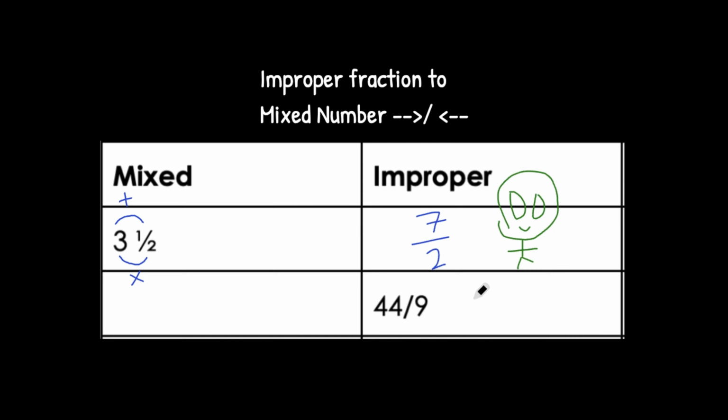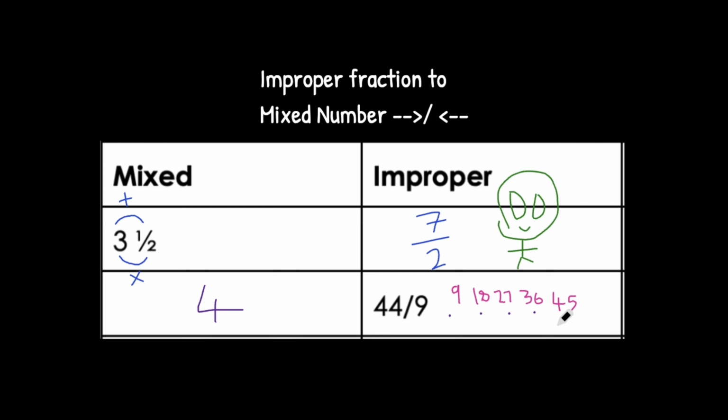Alright? Then whenever you do the vice versa, when you go from an improper to a mixed, the first thing you ask yourself is, how many times does 9, like in this case, go into 44? So you can count. Let's count in 9s. 9, 18, 27, 36, 45. Alright, we end there because we're already above the 44. So how many times? Let's count. 1, 2, 3, 4. So 9 goes into 44 4 whole times, right?